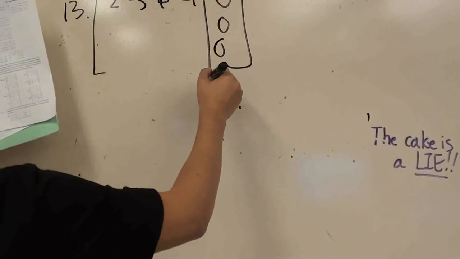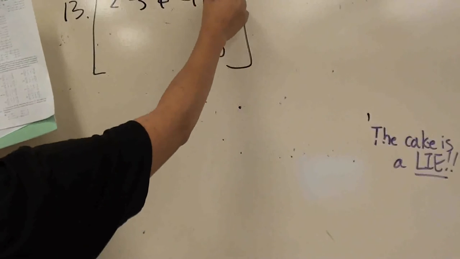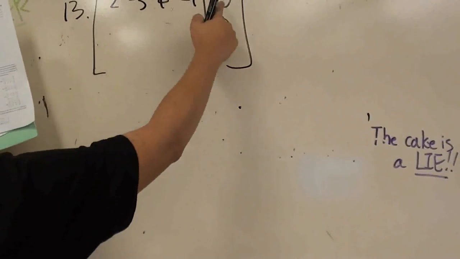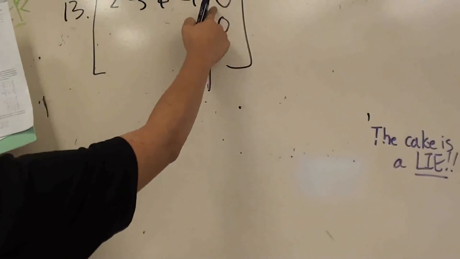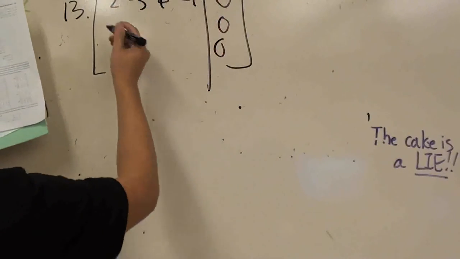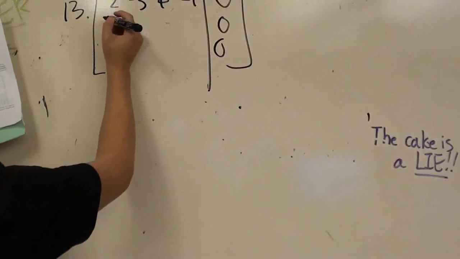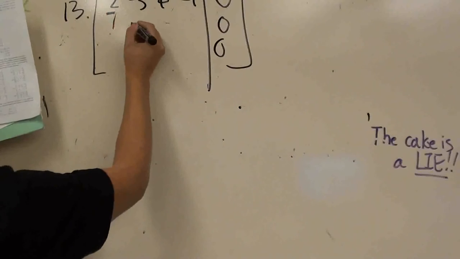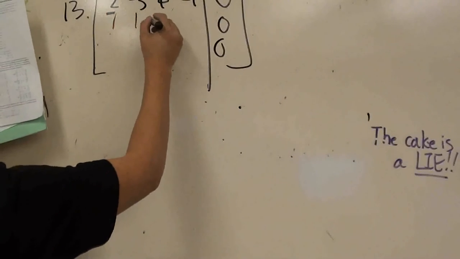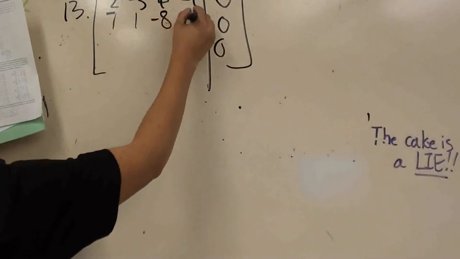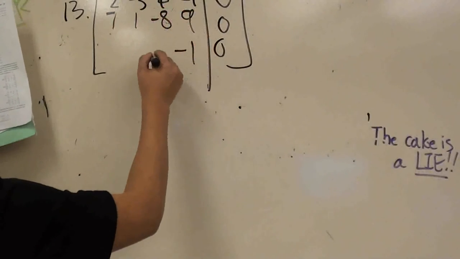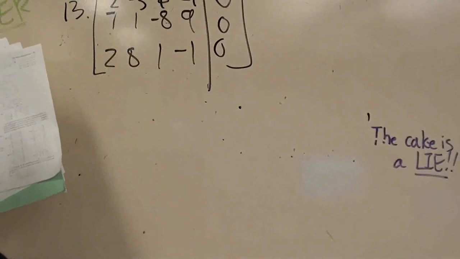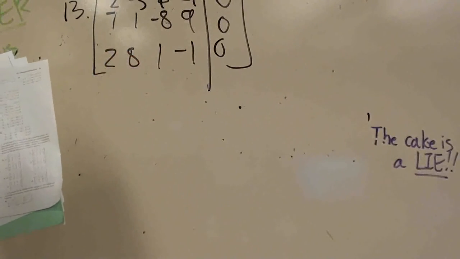Just in case you didn't watch my 1.1, this just means these are numbers. But ultimately it's irrelevant, right? We treat it the same as any other numbers, as shown in the previous elimination process we've been doing. So anyway, 7, 1, negative 8, and 9, negative 1, plus 1, 8, 2. Okay, so that's that.